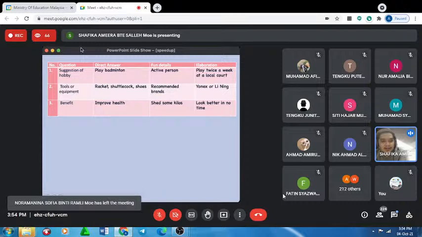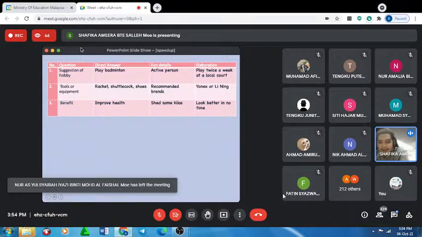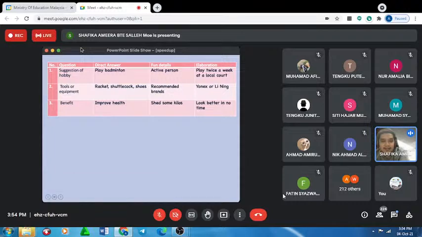So play badminton. For fun details, he relates it to Adam, saying Adam is an active person. And then elaboration, he says play twice a week at a local court. And then for question number 2, tools or equipment, he gave the suggestion: racket, shuttlecock and shoes. And then the fun details there, because these are very important, you need to buy from recommended brands. For elaboration, he gave examples of the recommended brands, Yonex or Li-Ning.